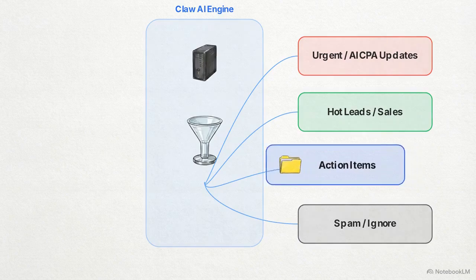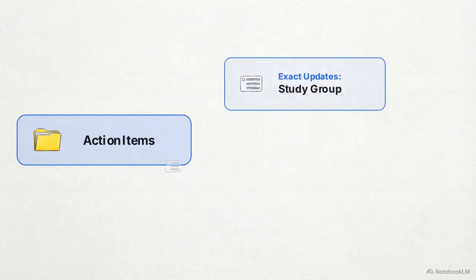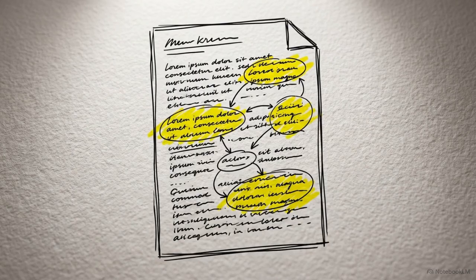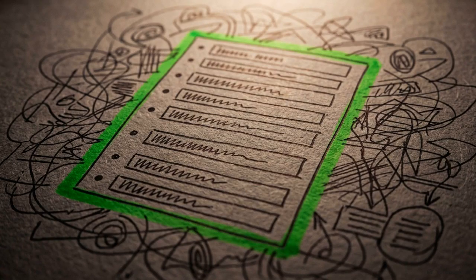If you are a CPA candidate building study tools, Claw isolates the exact updates from your study group and extracts the vital feedback from your flashcard app beta testers. This process relies on semantic sorting. Semantic sorting means the system reads for actual meaning and intent, rather than just looking for exact keyword matches. It instantly distills hours of raw inbox noise into high-value, actionable intelligence.